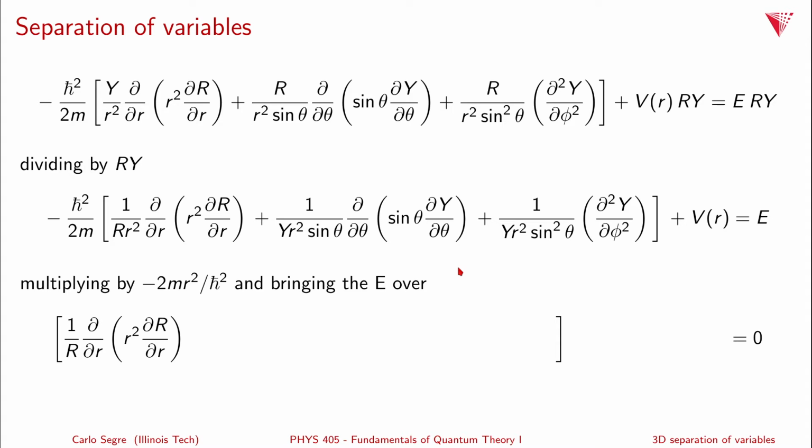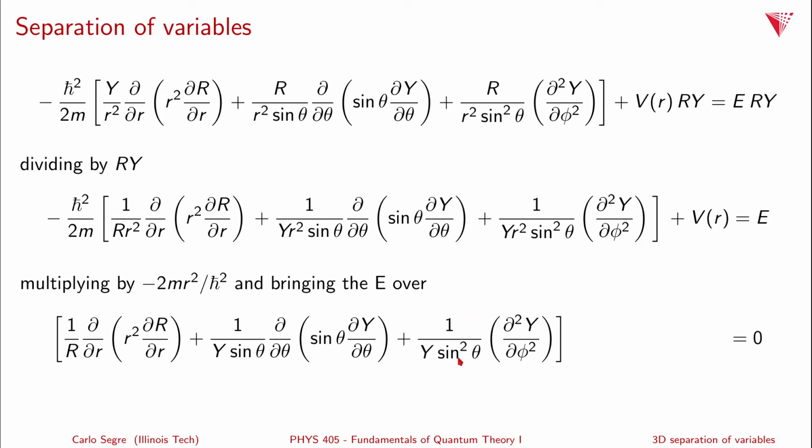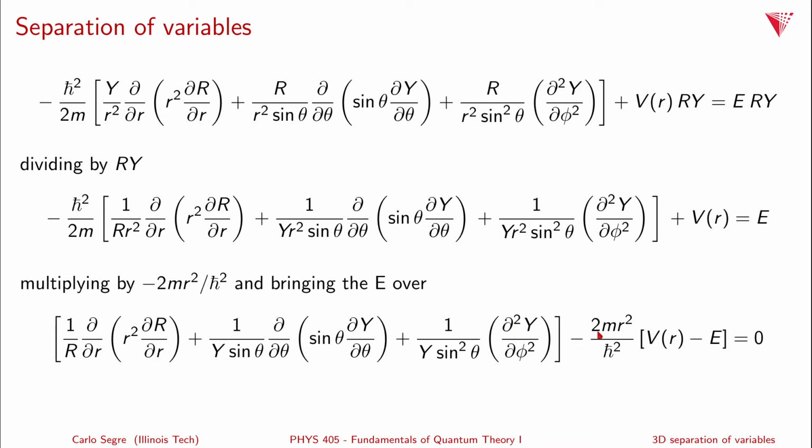And so we get 1 over capital R partial with respect to r of r squared partial of capital R with respect to r, plus 1 over Y sine theta partial with respect to theta of sine theta partial of Y with respect to theta, plus 1 over Y sine squared theta, partial squared Y with respect to phi squared. And then I have minus 2mr squared over h bar squared times the quantity V of r minus E, all equals 0.